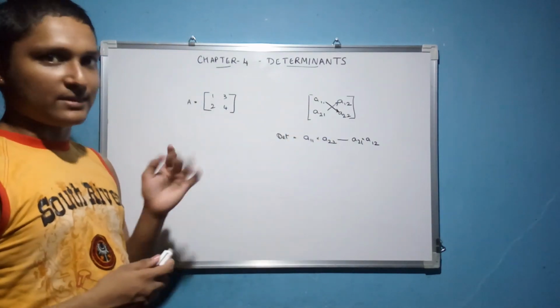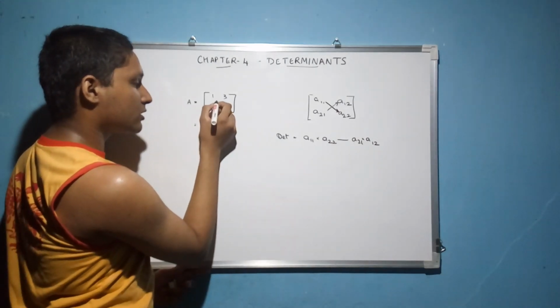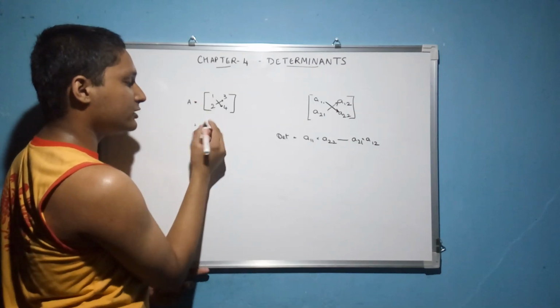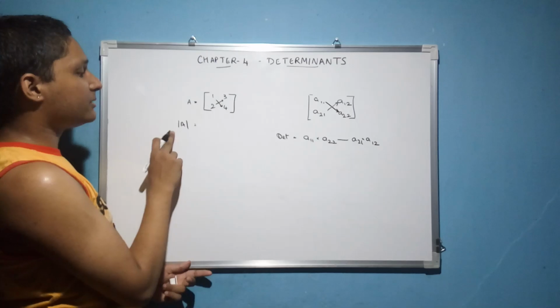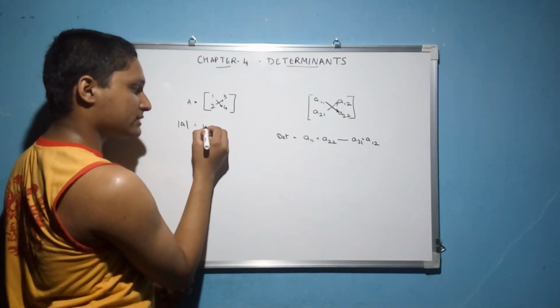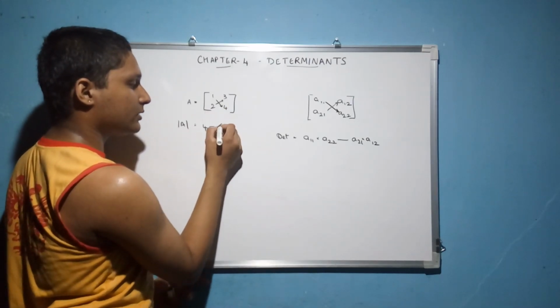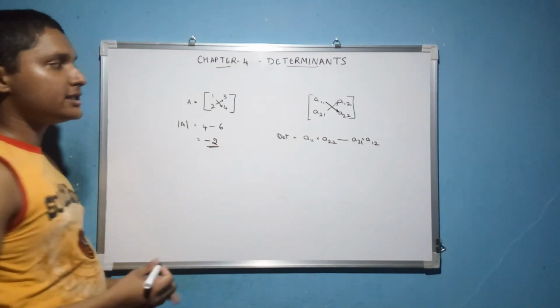So we'll have an example here. First of all, you need to cross multiply in this format. It becomes like this. So 1 into 4 is 4. I need to denote it as determinant of A. Determinant of A is equal to 1 into 4 is 4 minus 2 into 3. 2 into 3 is 6. Therefore the determinant of A is equal to minus 2 in this case.